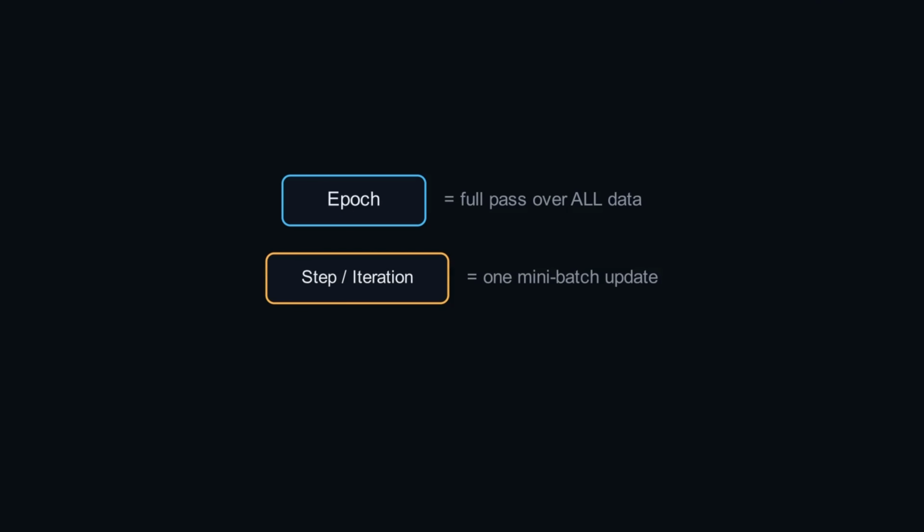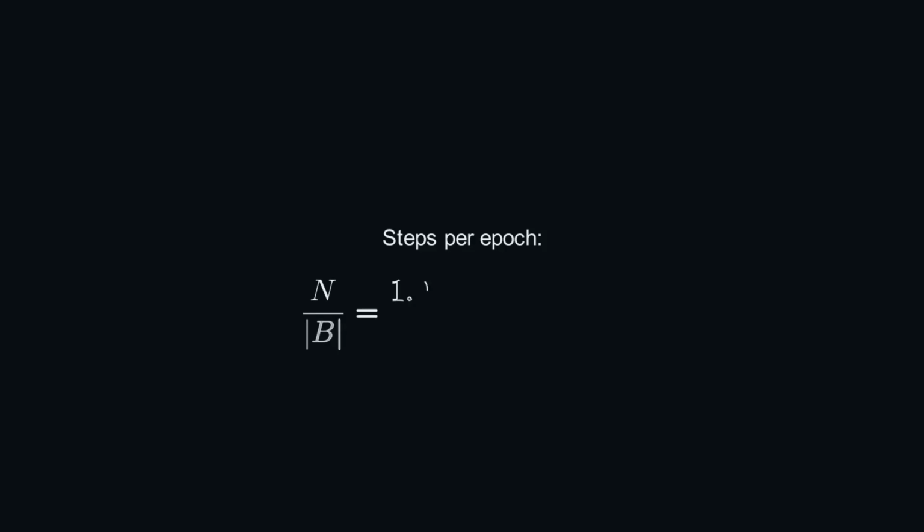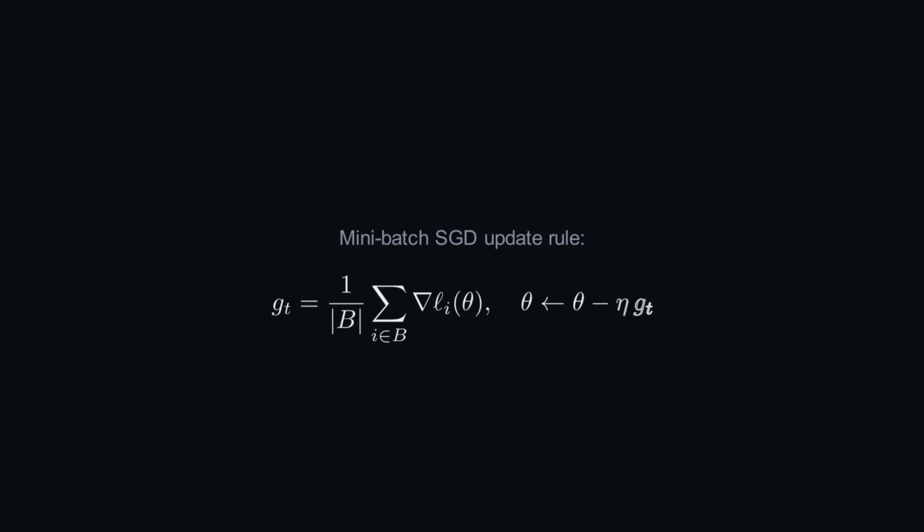One epoch is one full pass over the training data. A step or iteration is a single mini-batch update. Steps per epoch equals dataset size divided by batch size. With 1 million examples and a batch of 256, that's roughly 3,900 steps per epoch.